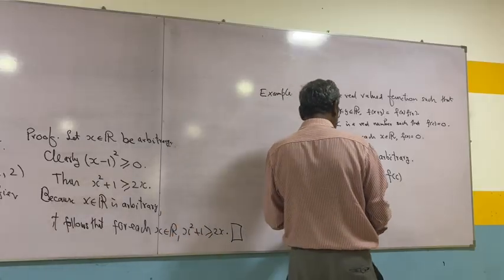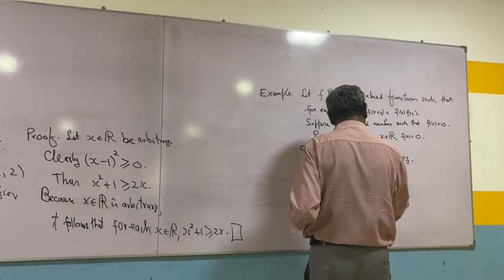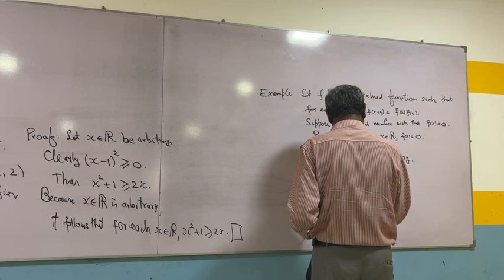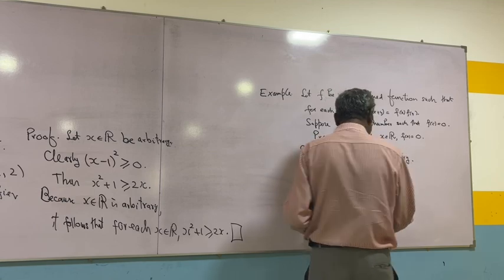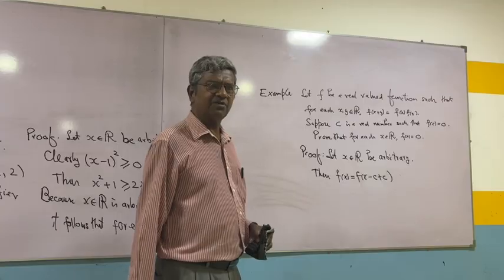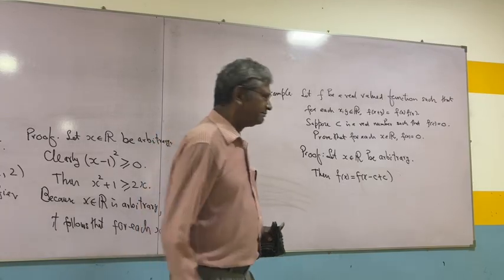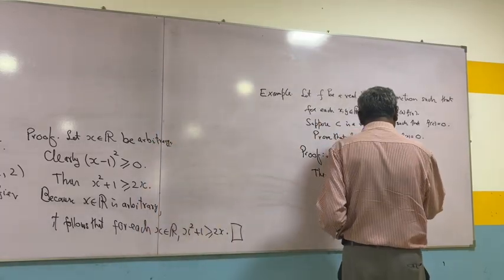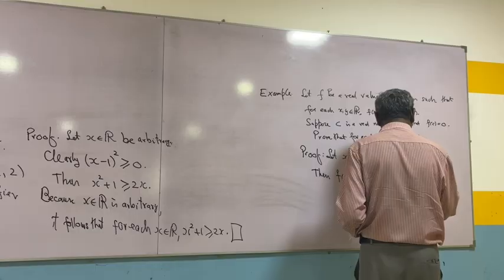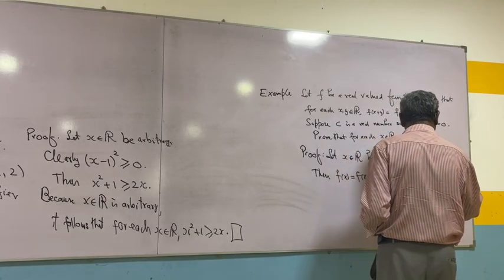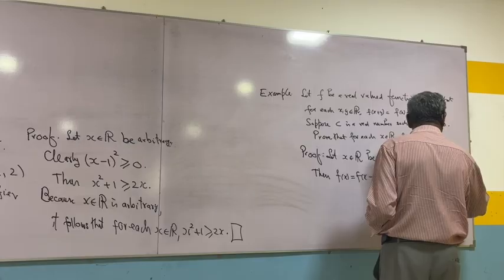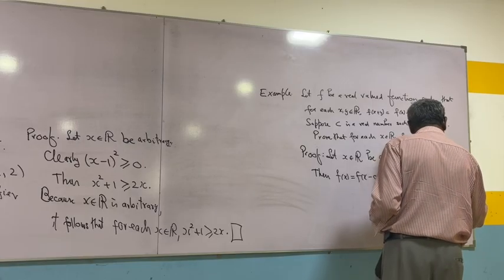So what we do is we write f(x) equals f((x minus c) plus c). Then this is equal to f(x minus c) times f(c), which is equal to f(x minus c) times 0, which is equal to 0.